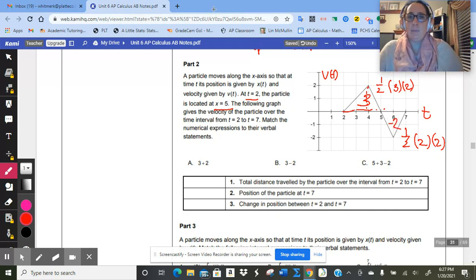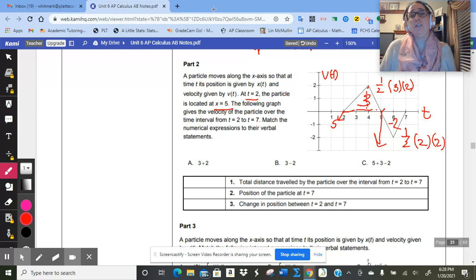So I started at position 5, and then at this place, so this was at time 2, at time 5, I would have added on 3 to be at 8. And then at time 7, I would have subtracted 2, and then I would have been at 6. So that's kind of like helping me to see that displacement. If I wanted to get the total distance, then I'm going to take the 5 plus the 3 plus the 2. Does that kind of make sense?